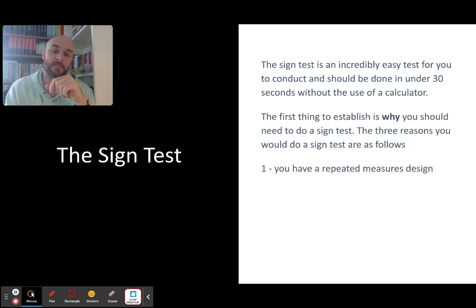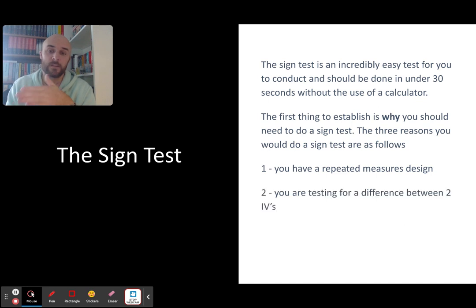And the three reasons are: firstly, you've got a repeated measures design. So all of your participants are doing both conditions. For example, if you were going to do a before and after of something, let's have a look, measuring whether people have improved or gone down in their symptoms of depression before and after therapy. That would be a repeated measures design, all participants using all conditions.